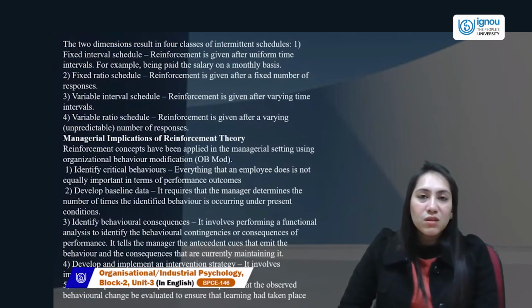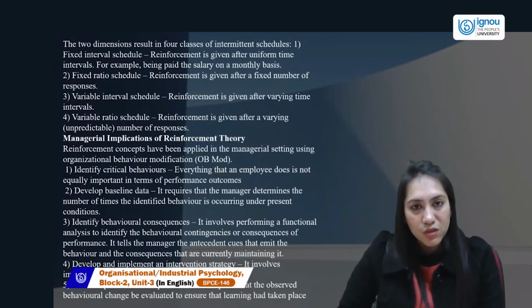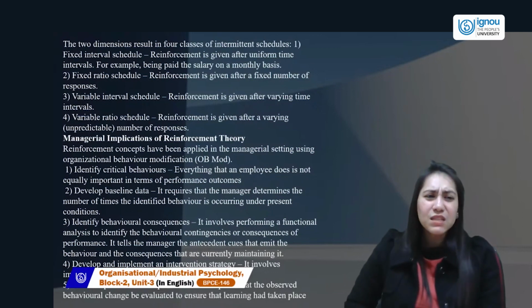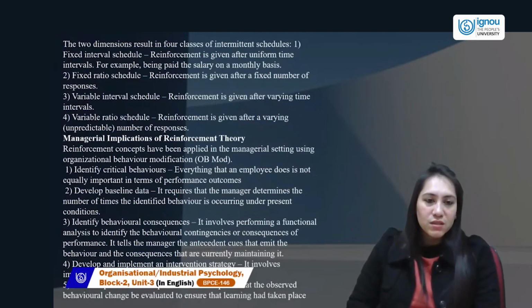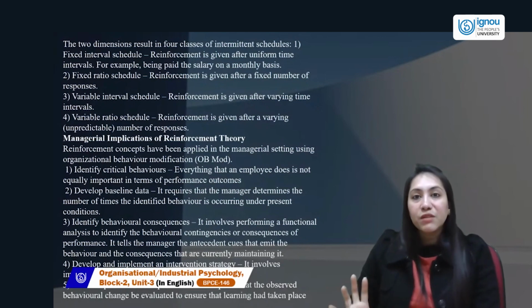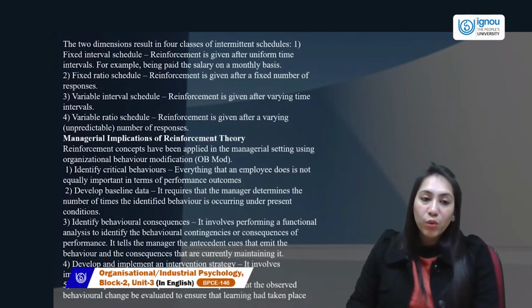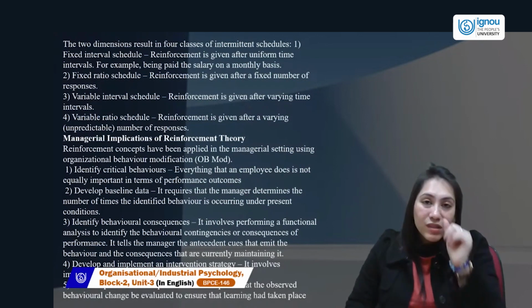What are the managerial implications of reinforcement theory? See, the reinforcement concept can be applied in a management setting very easily. You can even modify it according to yourself, the OBMOD, which is organizational behavior modification. So identify critical behaviors of the employees, since everything that an employee does is not equally important in terms of the performance outcome. So you need to be very critical of the behaviors. You cannot end up rewarding everything.